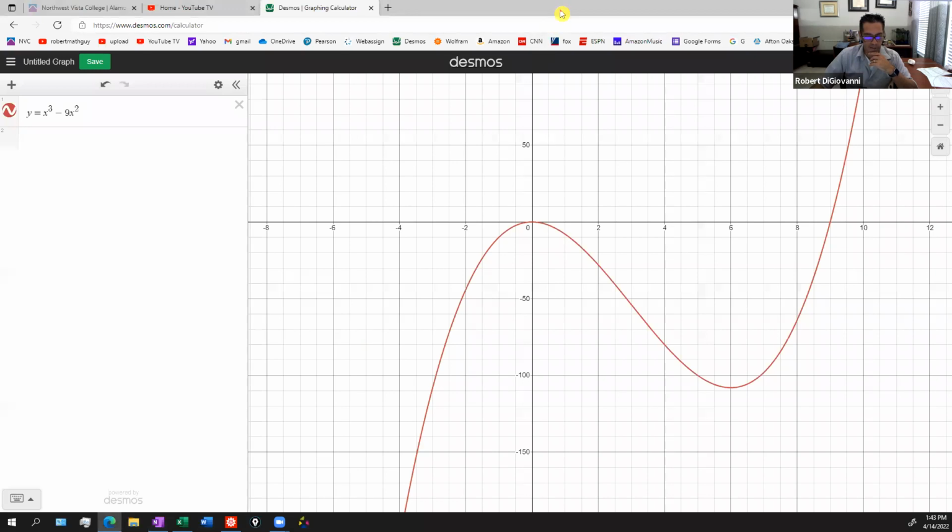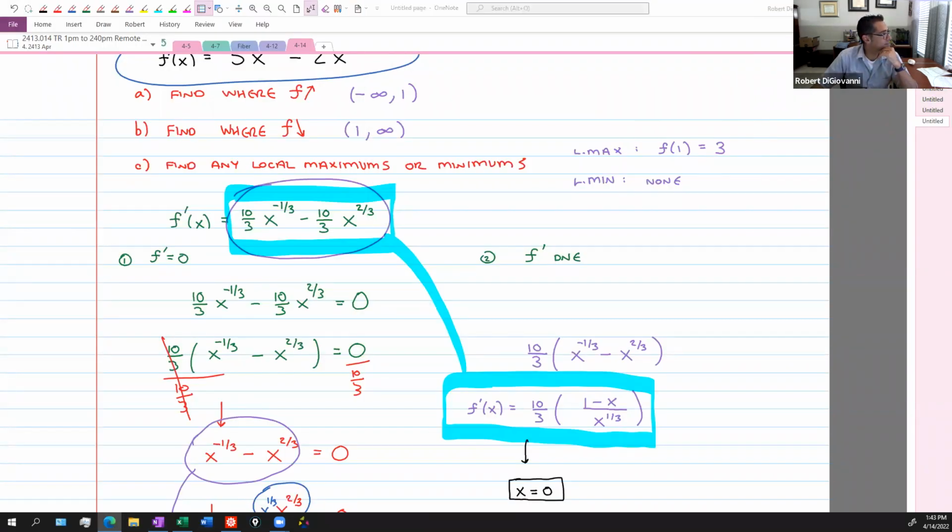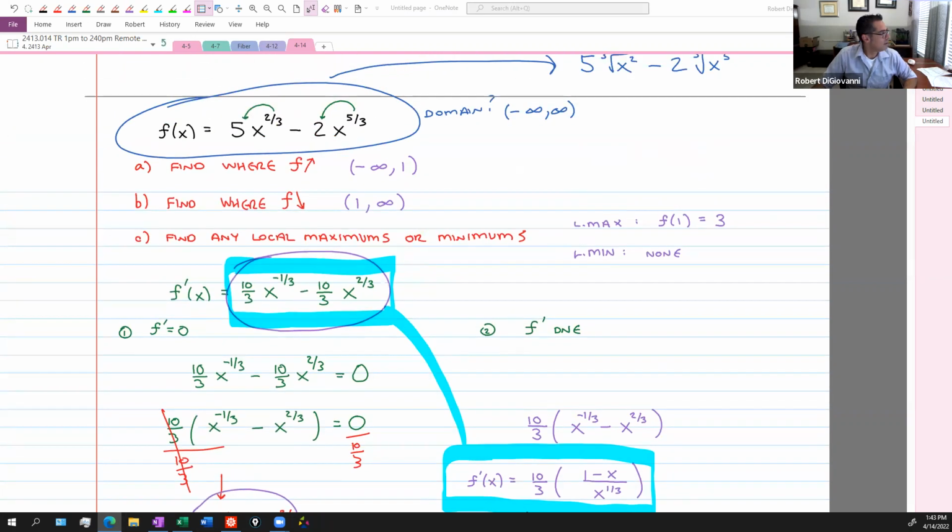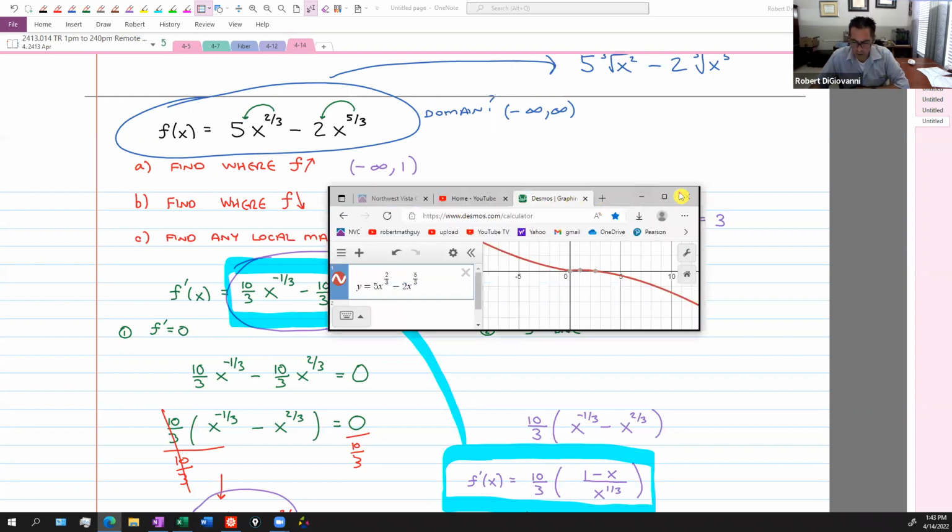I'm going to go graph it. I'll leave that up there for a second while I type this in. 5x raised to the 2/3 minus 2x raised to the 5/3. Weird graph. What the heck? Something's wrong. Hold on.